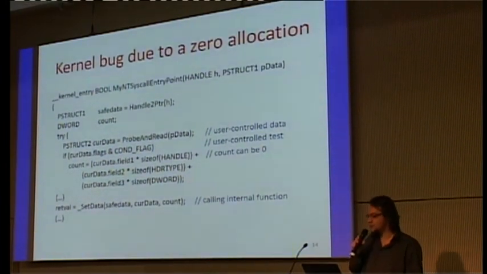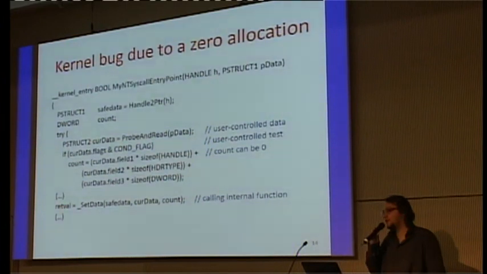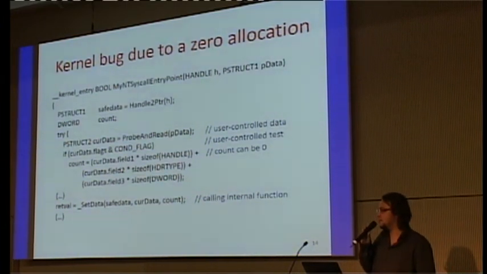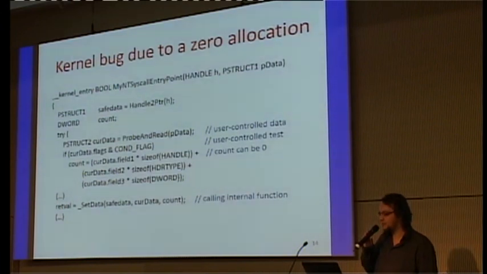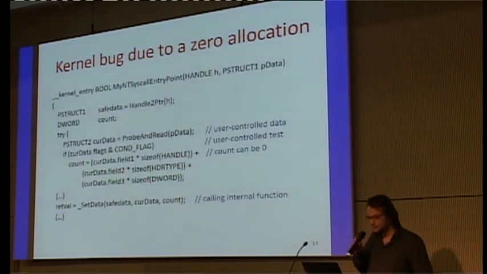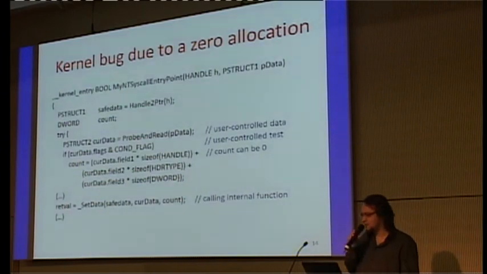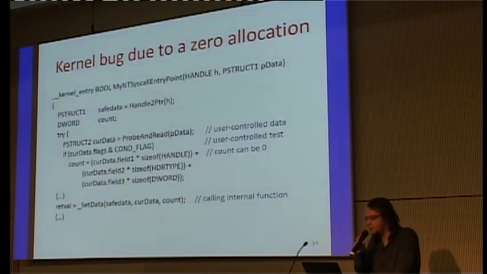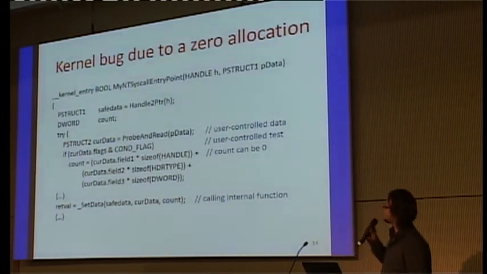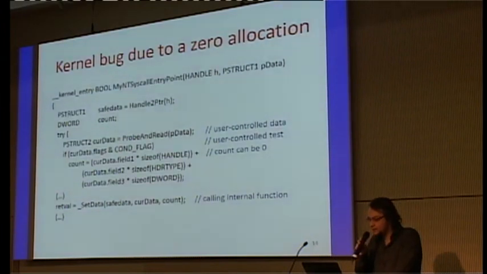This pointer is probed. Probe is the equivalent of validating a pointer. I can't remember the name of the Linux kernel function for that. It's not copy in user, but something similar, like access OK or something. Basically, whenever you pass a pointer from userland to kernelland, you have to validate it before you can dereference it. That's what the probe and read macro does. So you validate that pointer, and then you take the data from that pointer.